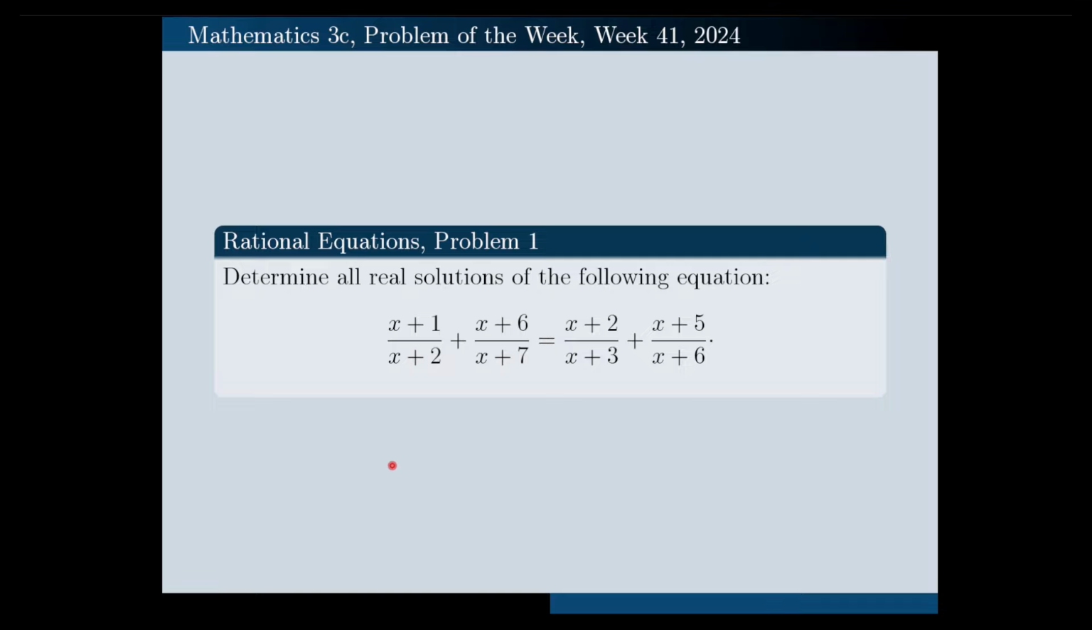Hello, in this video I'm going to solve the following problem for you, which is a problem on the topic of rational equations. Determine all real solutions of the following equation: (x plus 1) over (x plus 2), plus (x plus 6) over (x plus 7), equals (x plus 2) over (x plus 3), and finally plus (x plus 5) over (x plus 6).